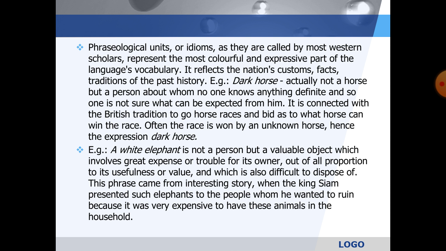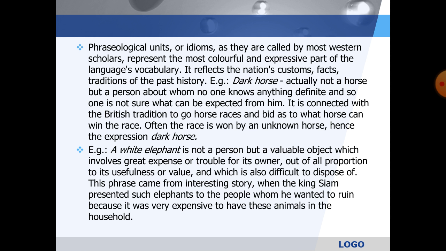For example, dark horse: actually not a horse, but a person about whom no one knows anything definite, and so one is not sure what can be expected from him. It is connected with the British tradition to go to horse races and bet as to what horse can win the race. Often the race is won by an unknown horse, hence the expression dark horse.